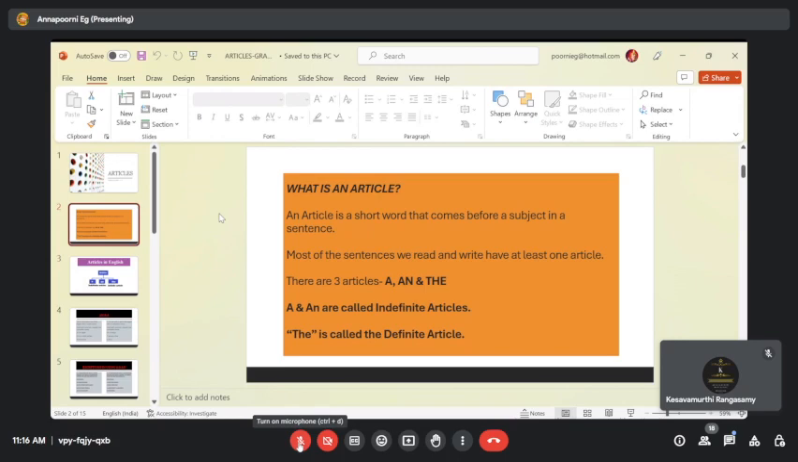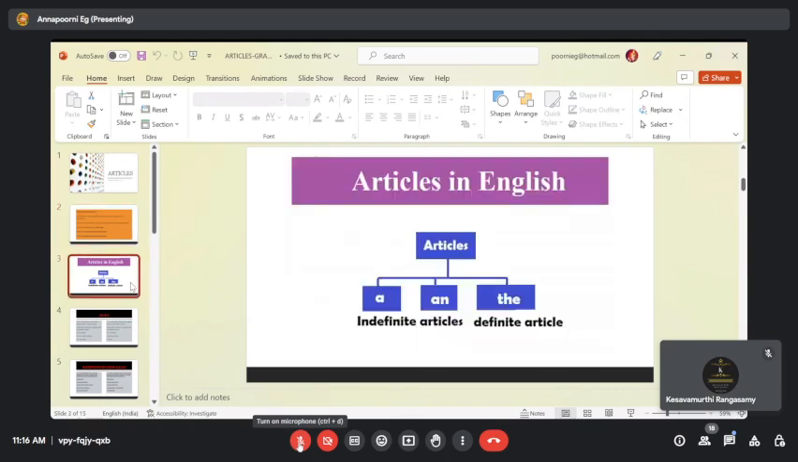A, an, and the. These are the 3 articles in English. But we are classifying them into 2: indefinite articles and the definite article. There are 2 indefinite articles, but there is only 1 definite article, that is the. Okay, this flowchart will be easy for you. Can you understand from this?